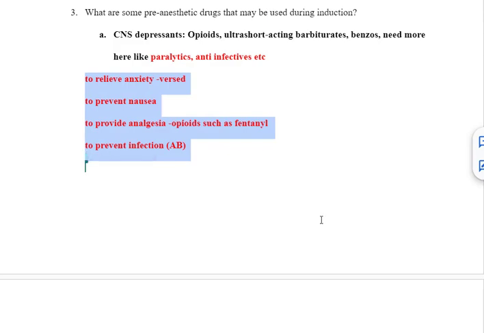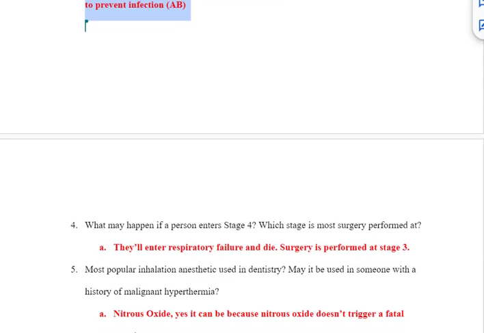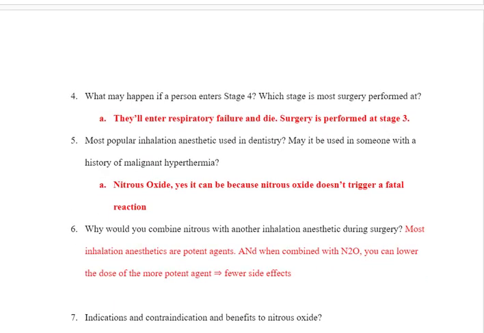Anti-infectives are a general umbrella term for antibiotics, antivirals, antifungals. We'll talk about those in a couple of weeks. Paralytics are things that they give you to paralyze basically your chest muscle so they can intubate you. If a person enters stage 4, they could die, and most surgery is performed at stage 3.